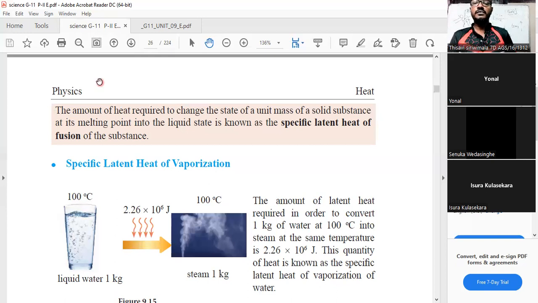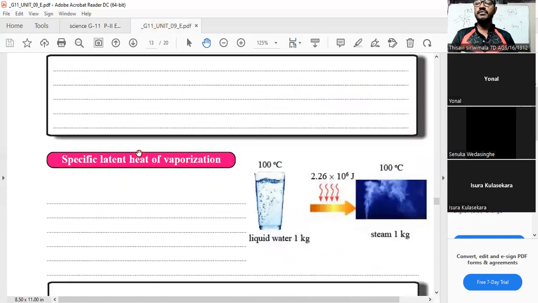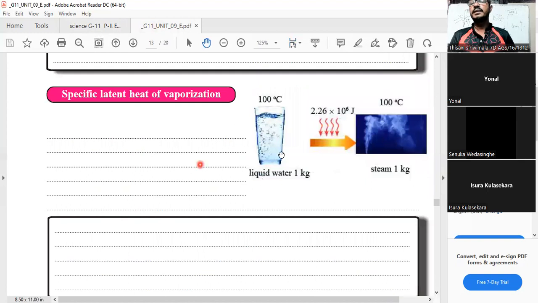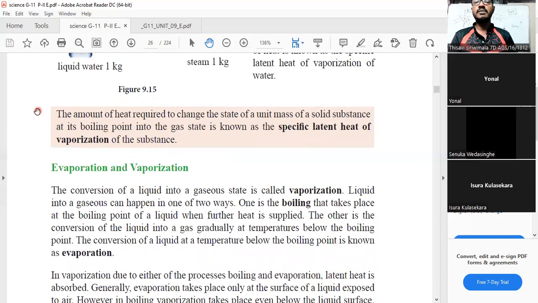Then again we go for specific latent heat of vaporization. So again, 1 kilogram of water at 100 degrees Celsius turning into steam at 100 degrees Celsius, so that is the heat energy absorbed. Here it is given, again in this brown color box. The amount of heat required to change the state of a unit mass of a liquid substance at its boiling point into the gaseous state is known as the specific latent heat of vaporization of the substance.